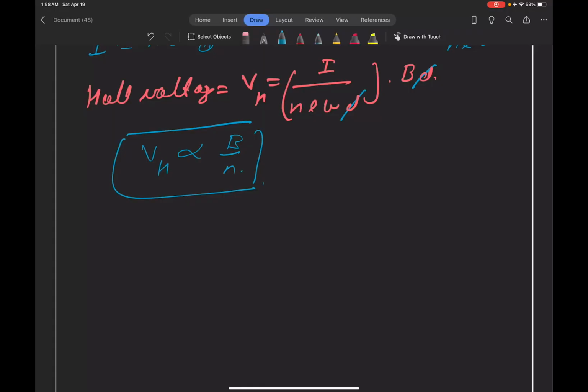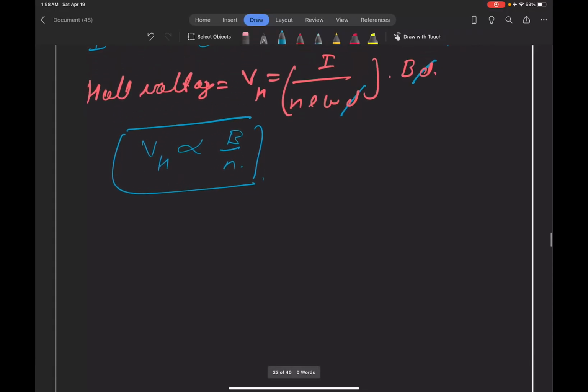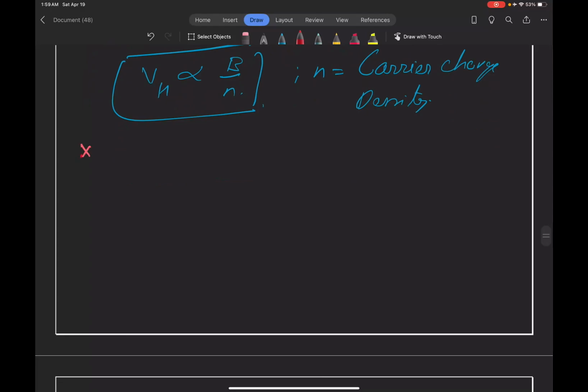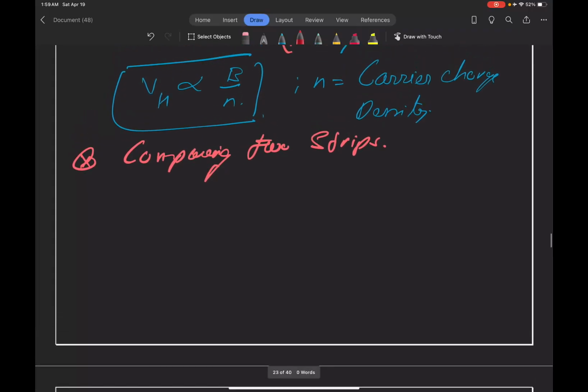Now we are going to compare the two strips. Here n is the carrier charge density. So comparing two strips, and in this question the Hall voltage is just represented as V, so we can just call it V for the sake of convenience.